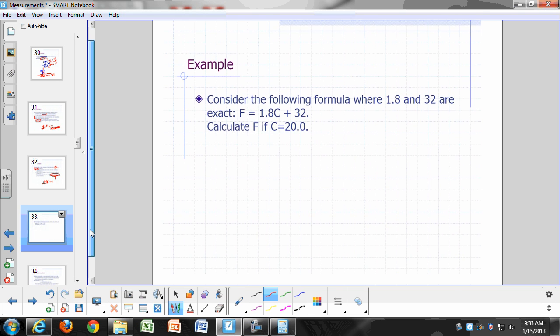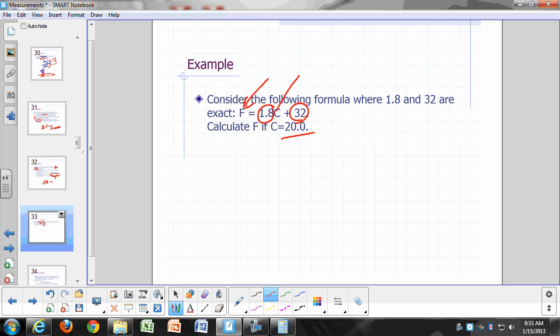Let's look at an example. Let's say you have the following formula. This is actually the formula you would use to convert a temperature reading in Celsius to Fahrenheit. In this formula, by definition, the relationship between Celsius and Fahrenheit is defined this way. Whatever the Celsius reading is, you multiply by 1.8, and then you add 32 to get the Fahrenheit reading. In this context, the numbers 1.8 and 32 are exact.